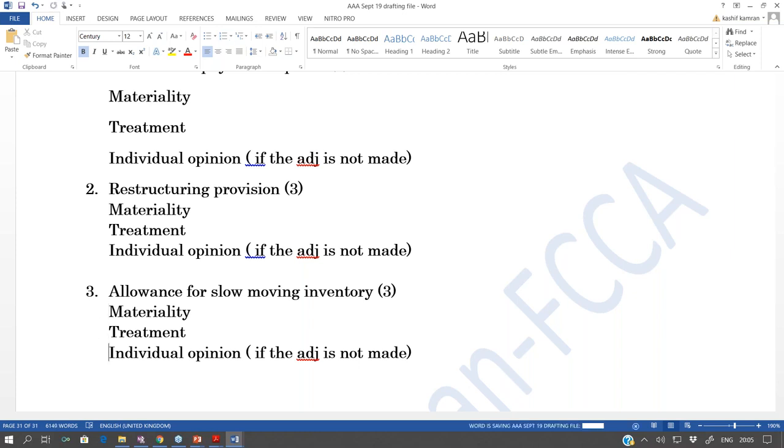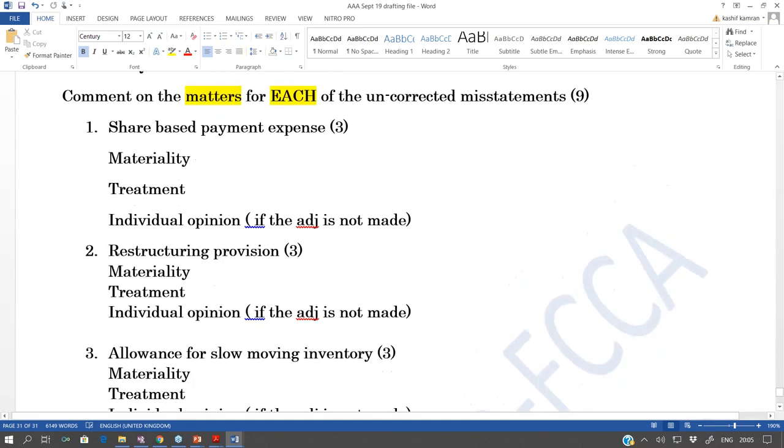Again, the answer is shared with you, so you need to see the answer. I'm just trying to make a sketch answer to guide you on how we are bifurcating the number of marks. Okay, let's take one example in full. I'll start with the materiality of the share-based payment.